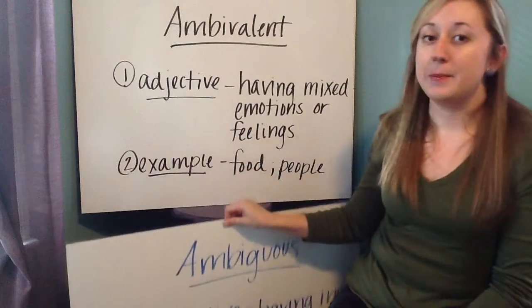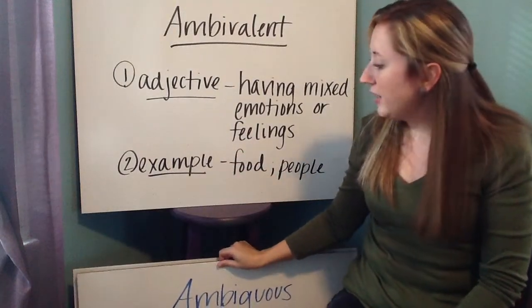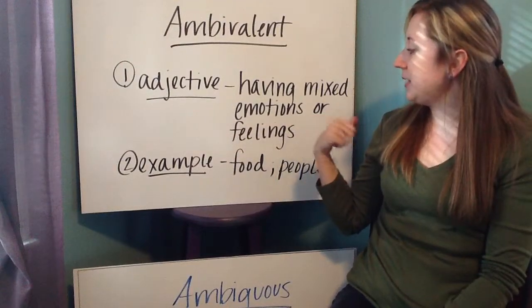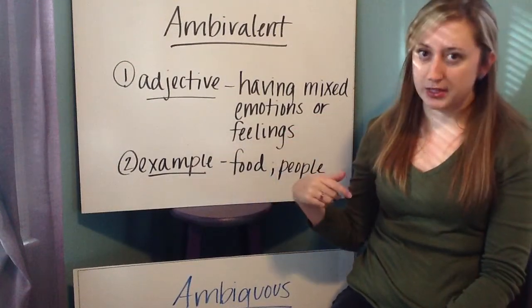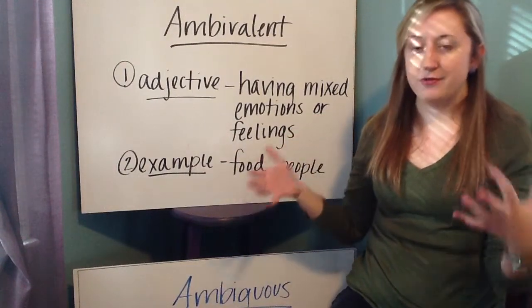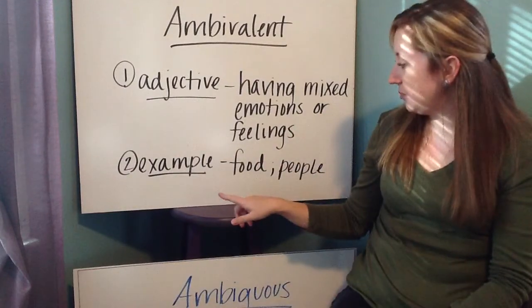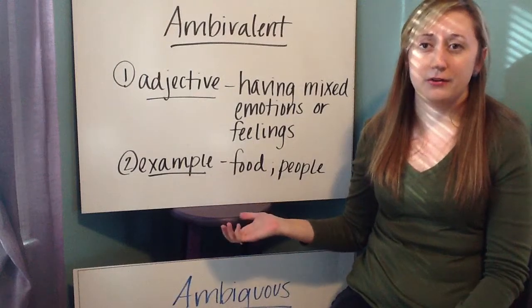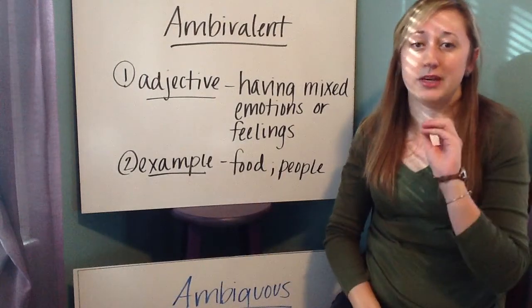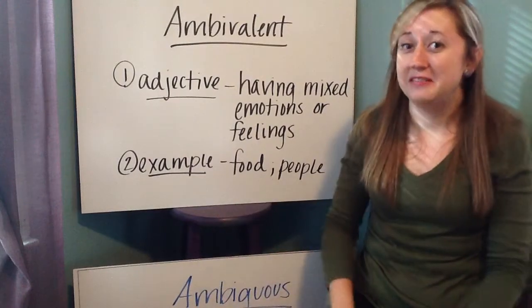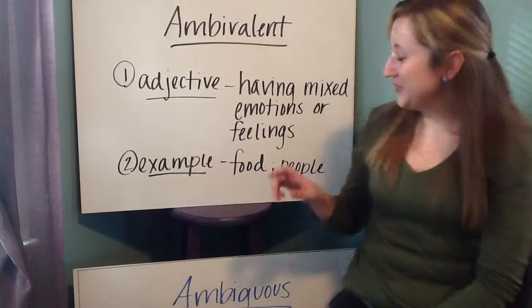Your next one is ambivalent. Alright? It is also an adjective, so it's going to describe something. And it means having mixed emotions or feelings. Okay? So you're sort of on the fence about something. You don't have a definitive stance. So the example I put down are food. Sometimes I will know immediately that I love a food, and then other times I'm just sort of like, meh, it was fine, right? So I put down food.